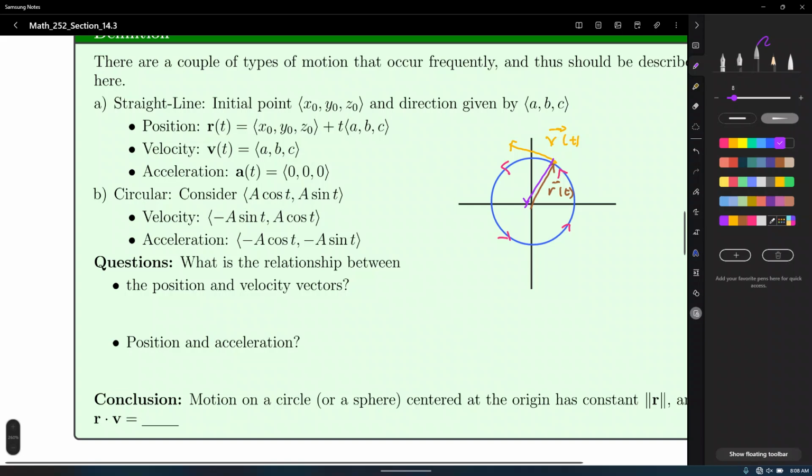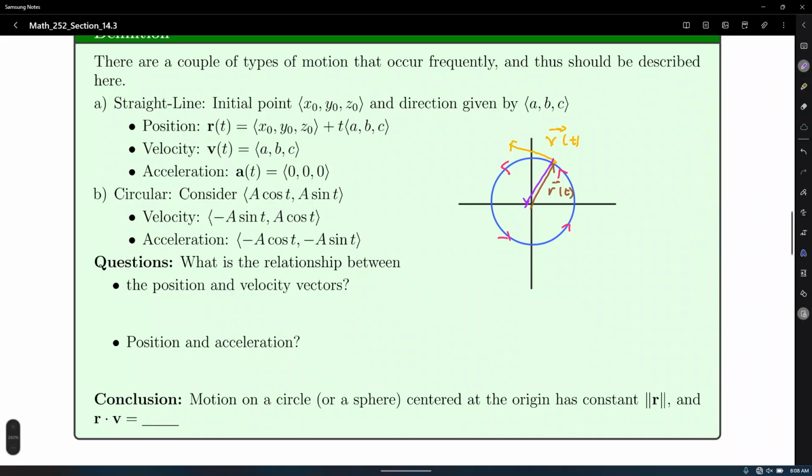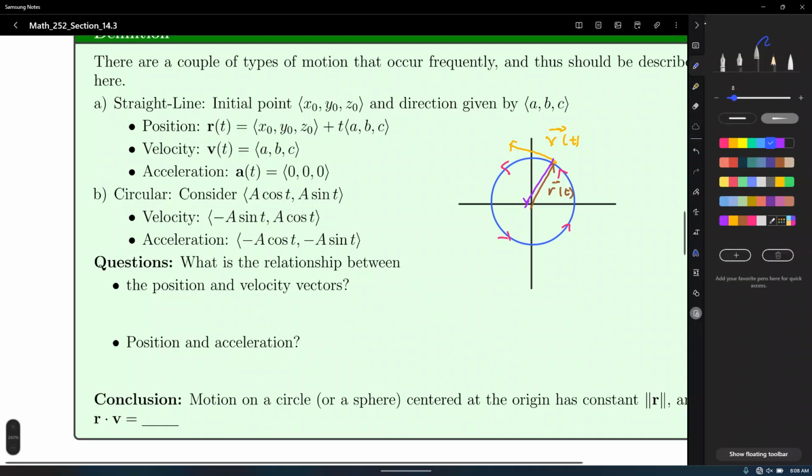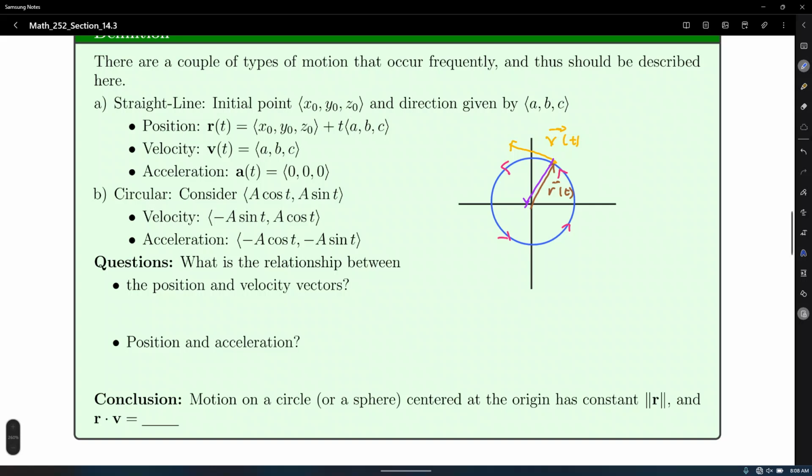So here we can answer a couple of questions. What is the relationship between the position vector and the velocity vector? Any ideas? Look at the position and the velocity. Yes. Is it a right angle? There's a right angle. So more formally, yes, that's right. There's a more formal word for that. They're orthogonal, right?